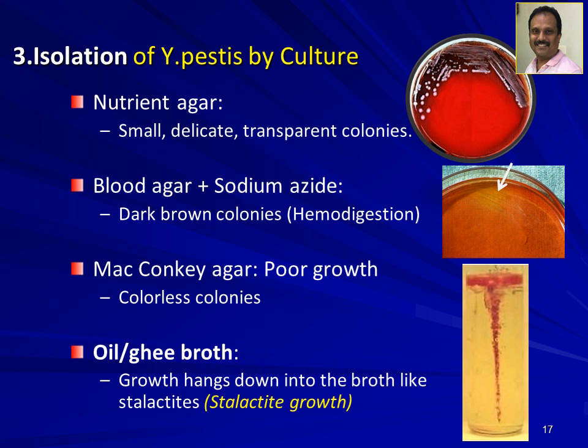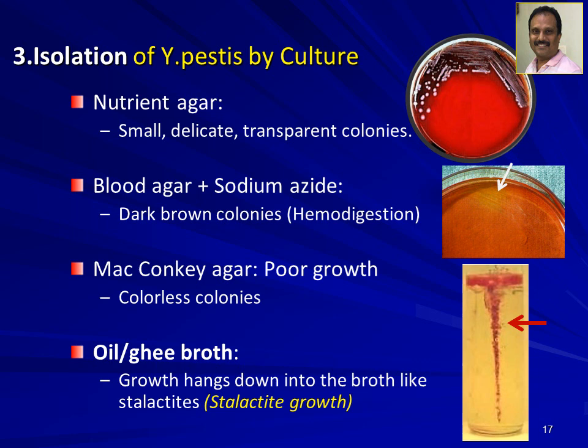On the right side you can see a test tube with the broth, and the upper portion has to be layered with oil or ghee, and the growth will show by hanging down into the broth like stalactites. That's why it's known as stalactite growth. A red color has been given to that. From above downwards you can see the growth in the oil or ghee broth. This growth is known as stalactite growth.